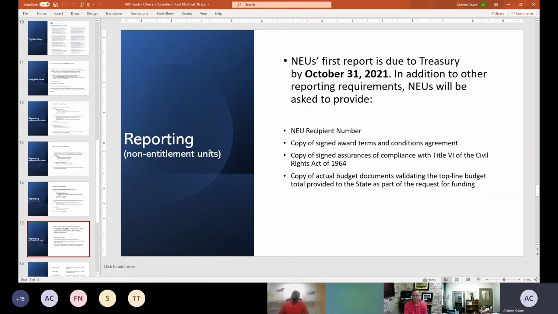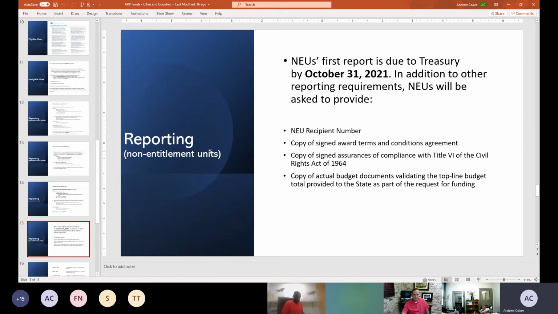Like I said, the first report for NEUs is due to Treasury by October 31st. In addition to other reporting requirements, the NEUs will be asked to provide the following information on October 31st. It's just kind of a first report to ensure that the funds have been allocated appropriately. So looking here, it's going to be, again, that NEU recipient number. It's going to be AR and then a 4-digit code.